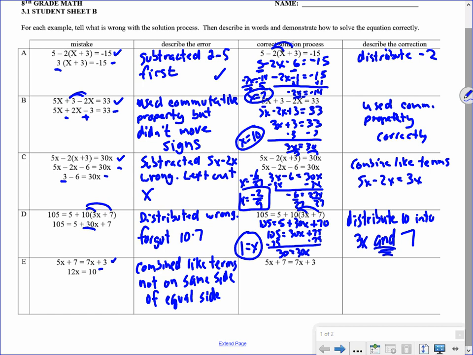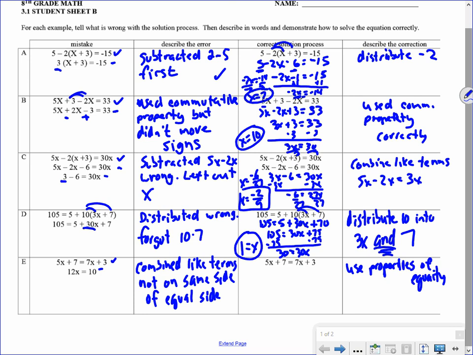All right, last but not least, down here, what's our fix on the bottom? The error was they combined like terms on the same side of the equal sign. So what do we have to do? Who can remember the name of the property from yesterday? Right. You have to use the properties of equality. Whether it's addition, subtraction. So what should you move first? What should be your first step then? Instead of just saying 12x equals 10, what should we do? What's the first thing we got to do here?